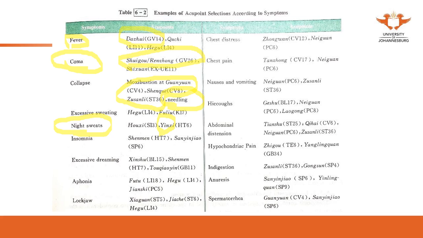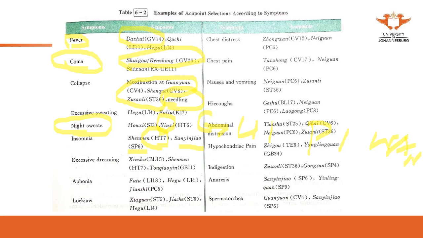Insomnia, heart meridian, heart 7. What's the category of heart 7? Sanjiao, where three yin meridians meet. So this point can regulate the spleen, the liver, and the kidney. One type of insomnia is the disharmony of the spleen and kidney. It's the same situation as Gui Pi Tang in Chinese herbal medicine for this kind of insomnia.